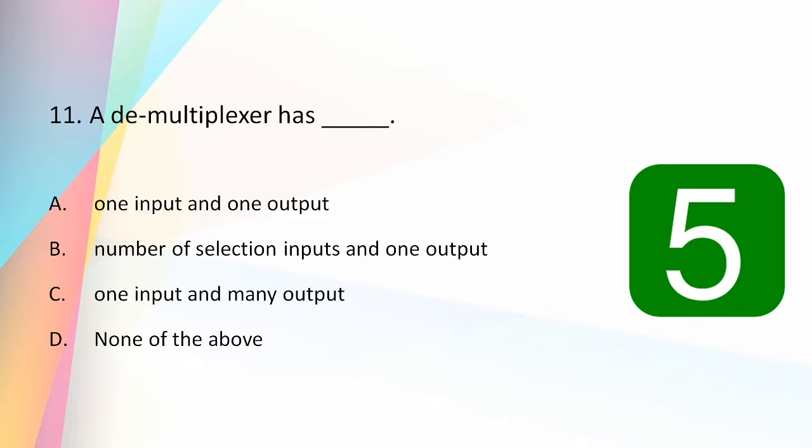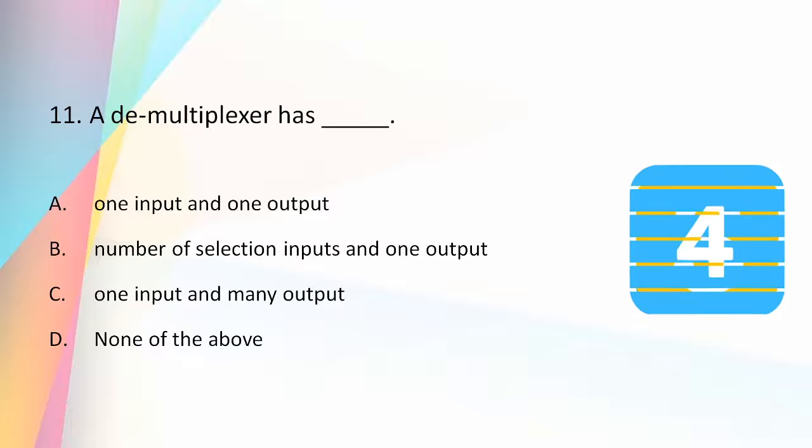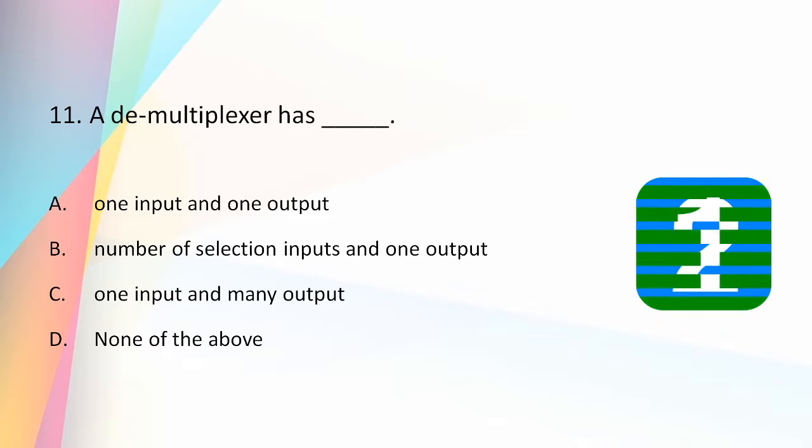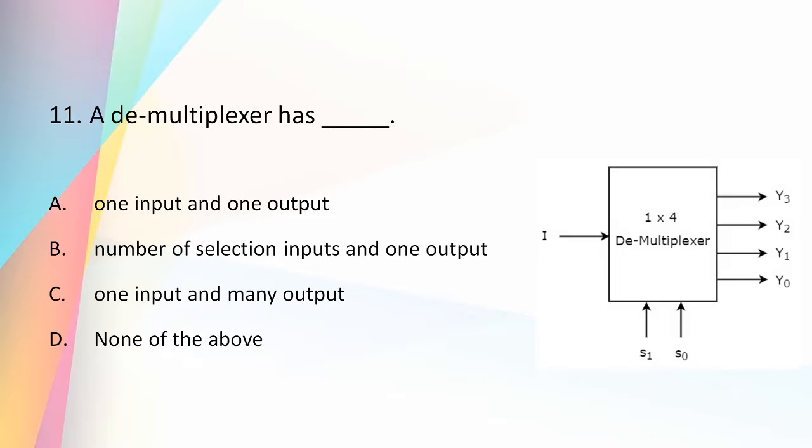A demultiplexer has one input and one output, number of selection inputs and one output, one input and many output, none of the above. And here you go. And the answer is one input and many output. So basically a demultiplexer is the one which takes one input and routes into many output signals. So here is an example of a 1/4 demultiplexer with two selector inputs S1 and S0.